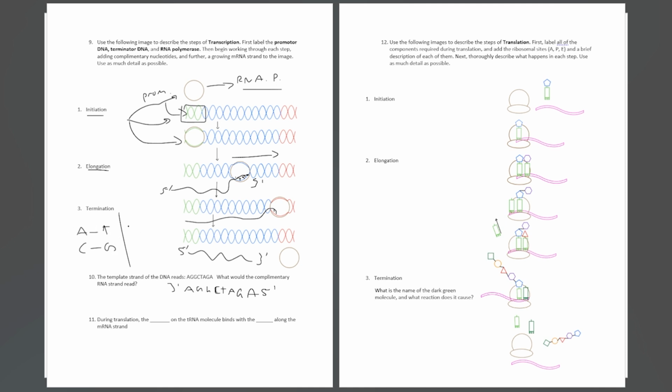For RNA, A pairs to U and C to G. So, with that in mind, A to U, G to C, C to G, A U C U.